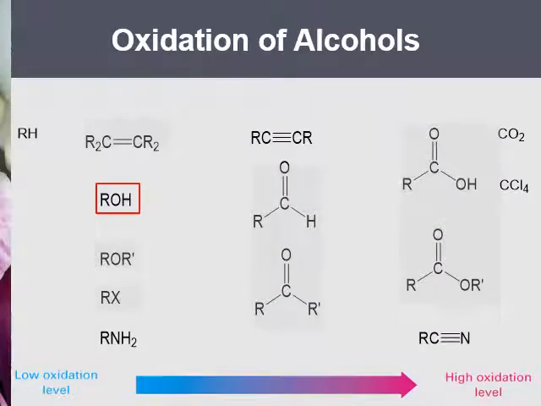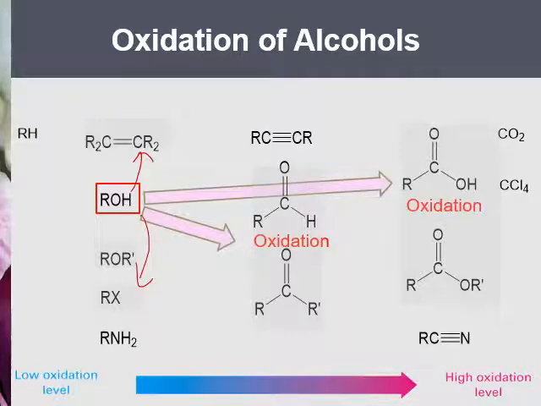We have discussed the two types of reactions involving alcohols. One is a substitution reaction to form alkyl halides, and the other is dehydration or elimination to form a double bond. Next, we are going to discuss the oxidation reactions to form carbonyl compounds.